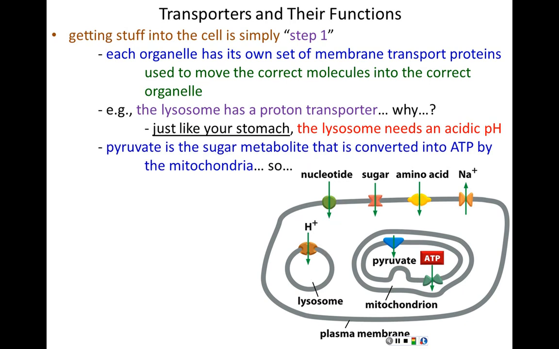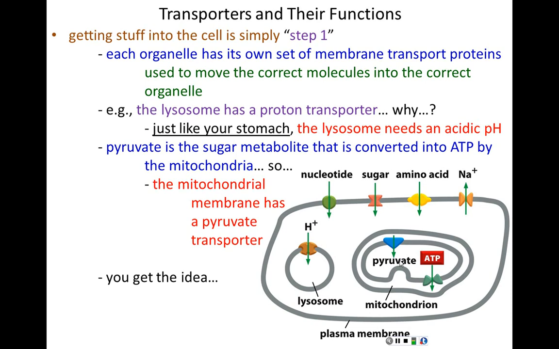Pyruvate is the name of the sugar metabolite that is converted directly into ATP by the mitochondria. So, no big surprise that the mitochondrial membrane has a pyruvate transporter on it. Pyruvate's made in the cytosol, in the cytoplasm. Once that pyruvate is made, it needs to be put into the mitochondria so that metabolism can continue. And the mitochondria has a pyruvate transporter. Hopefully you get the idea.